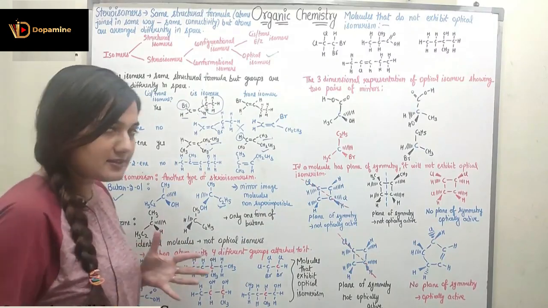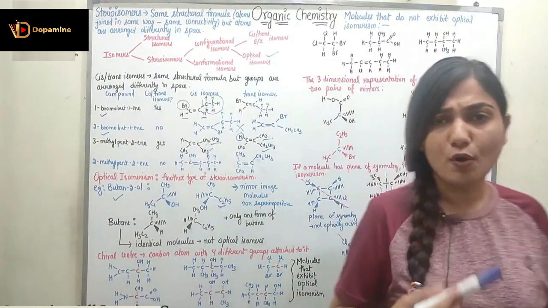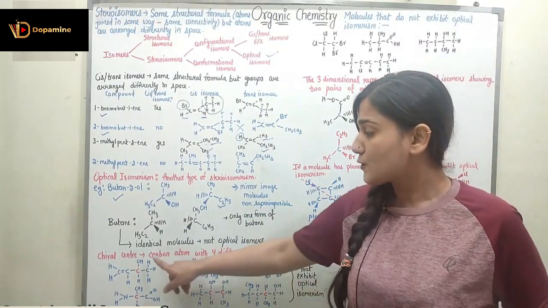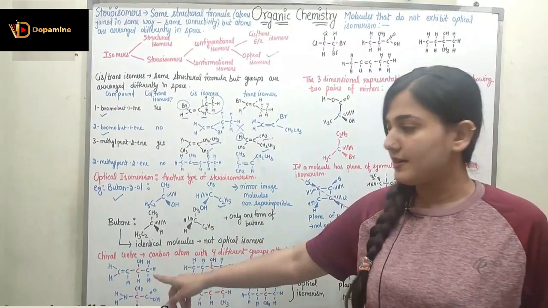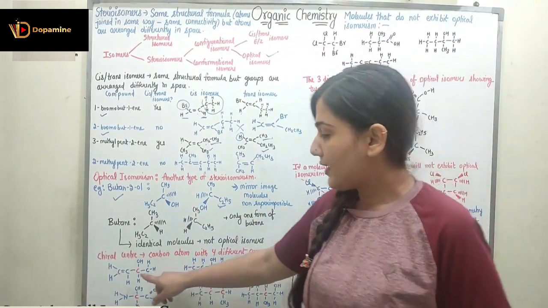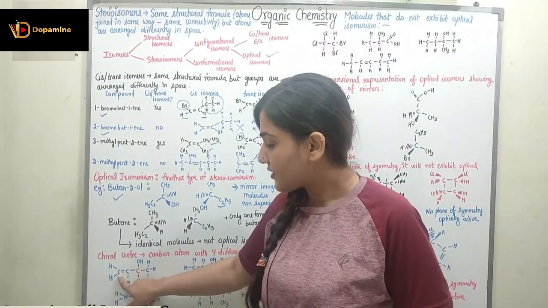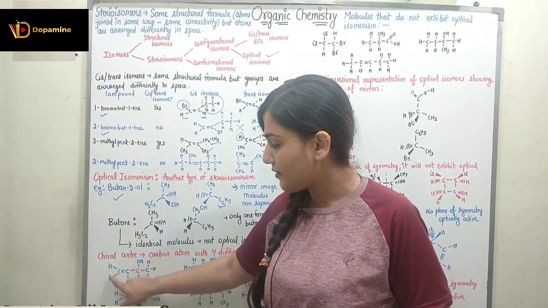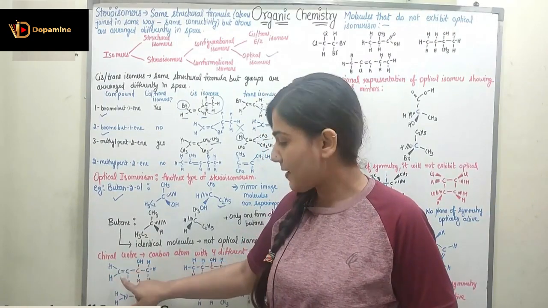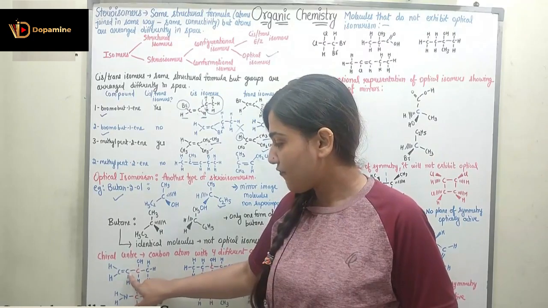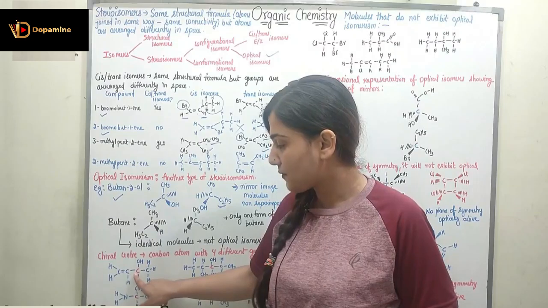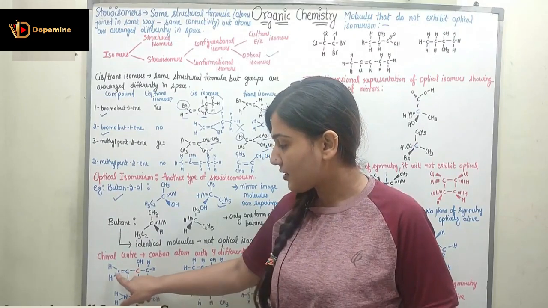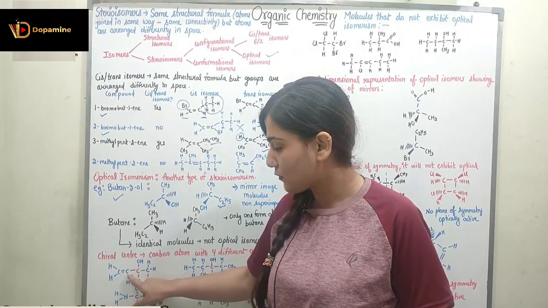Now coming to the chiral center. What is a chiral center? The carbon atom with four different groups attached to it is the chiral center, right? So here if you see this structure, the first carbon has two hydrogens, these two are the same, so this is not chiral. If I see this second carbon, here we have carbon, here also we have carbon. Same atoms are connected, so this is also not chiral.